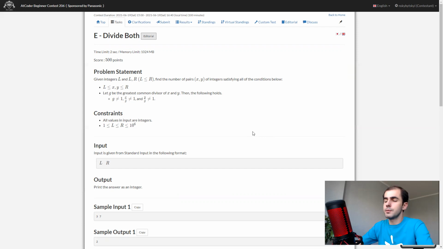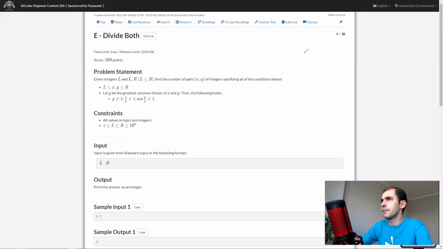And this one is a little bit more on the competitive side. I have not seen these ideas occur that often in LeetCode problems. But let's first talk about the problem. This problem comes from Panasonic sponsored contest 2006, Problem E, Divide Boss. We want to count the number of pairs X, Y in some range from left to right, in such a way that their greatest common divisor is first of all not equal to 1, and second of all it's not equal to either of them.